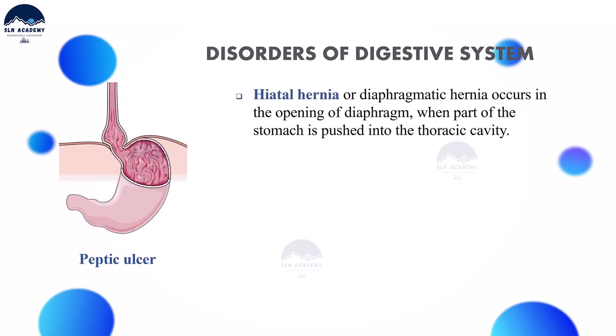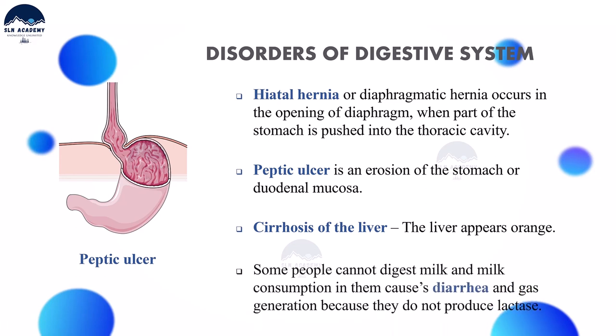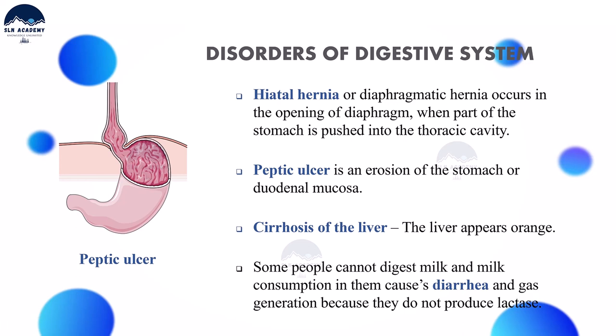Hiatal hernia or diaphragmatic hernia occurs in the opening of the diaphragm when part of the stomach is pushed into the thoracic cavity. Peptic ulcer is an erosion of the stomach or duodenal mucosa. Cirrhosis of the liver is a condition in which the liver appears orange. Some people cannot digest milk, and milk consumption in them causes diarrhea and gas generation because they do not produce lactase.